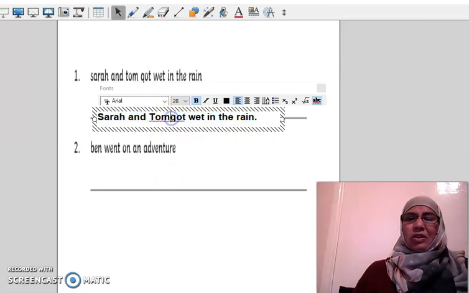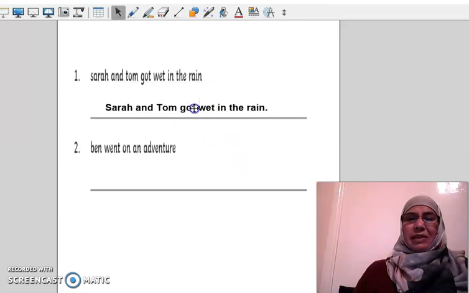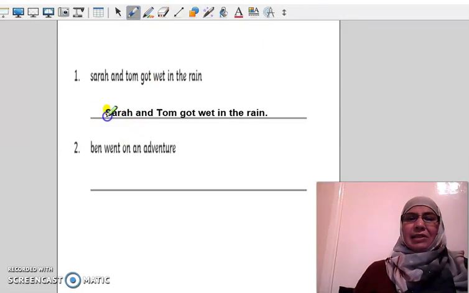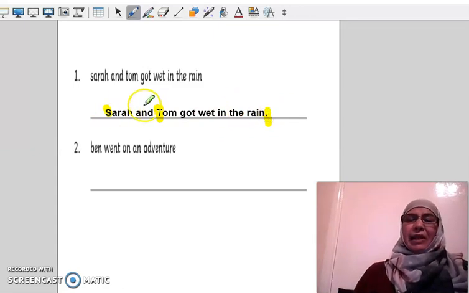Just made that a little bit bigger so you can see it clearly, neatly onto the line. So if I just get my highlighter out, you can see that the S there for Sarah is a capital S. The T there for Tom is a capital T. There are no more capital letters inside that sentence. And there is a full stop at the end. So don't forget capital letters for names, capital letter at the start of a sentence, and a full stop at the end of a sentence.